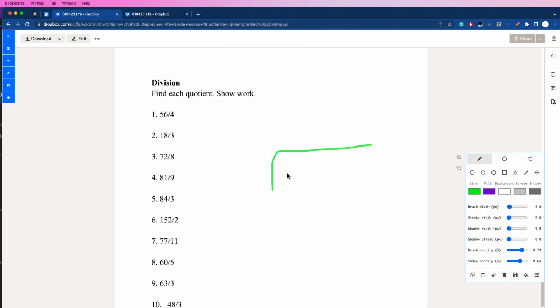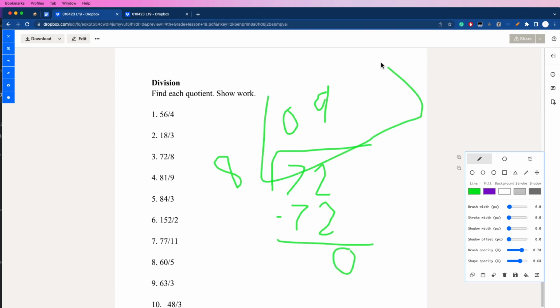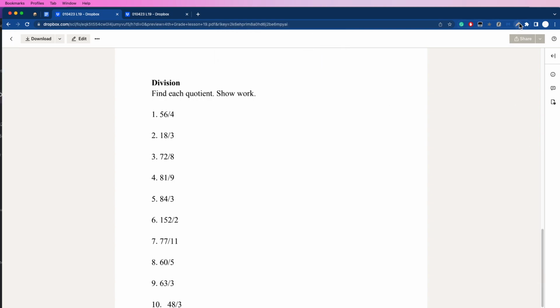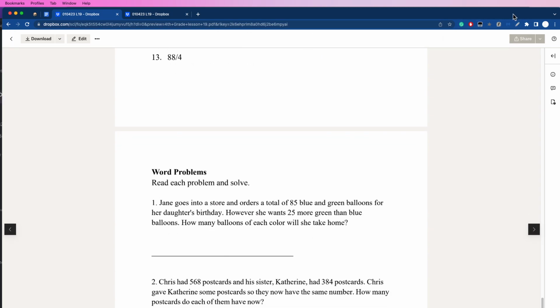For number 3, 72 divided by 8. So how many times does 8 go into 7? 0 times. How many times does 8 go into 72? 9 times. 9 times 8 is 72, and subtract 0, so 9 is your answer for number 3. All right, now we're gonna move on to the word problems.